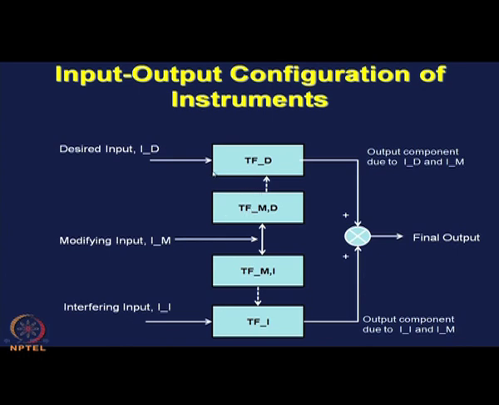So, you can consider that this transfer function which works on the desired input signal gives us a signal which can be considered as a component of the final output, and this component is due to desired input as well as modifying input. Similarly, the component here is the result of interfering input as well as modifying input. When these two components are summed up, we get the final output.